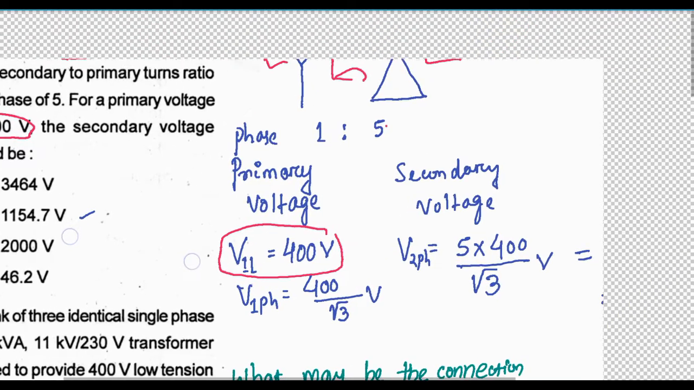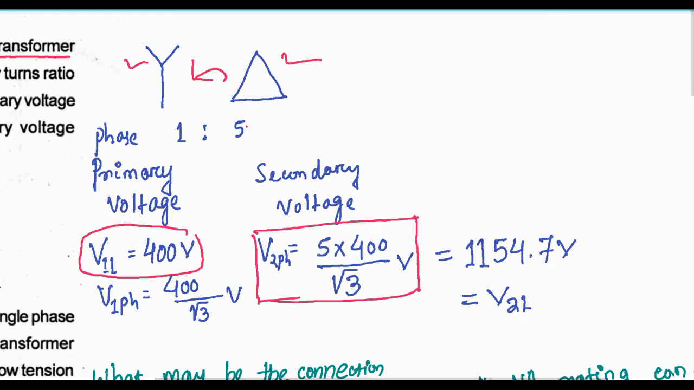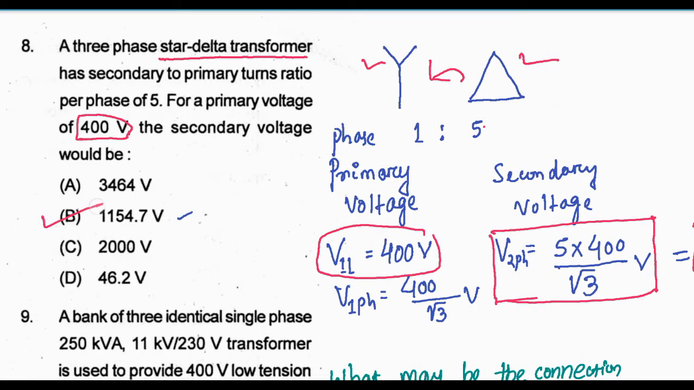And what will be the secondary? Transformation always occurs in the phase manner, so this will be 5 times that of the primary phase voltage. So the secondary phase voltage will be 5 into 400 by √3 volt, which is 1154.7 volt. As the secondary is connected in delta, the phase voltage and line voltage are the same. So V2, the secondary line voltage, will also be 1154.7 volt. Option B is the correct answer.